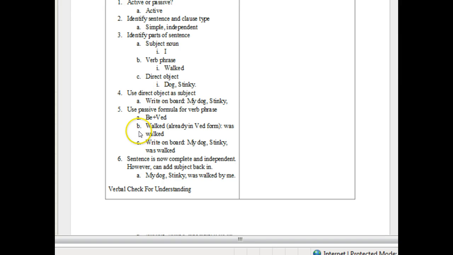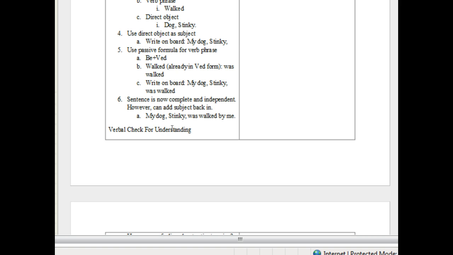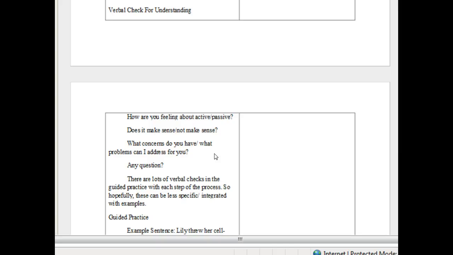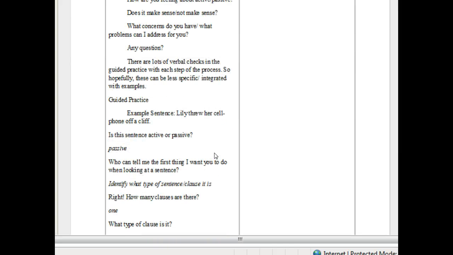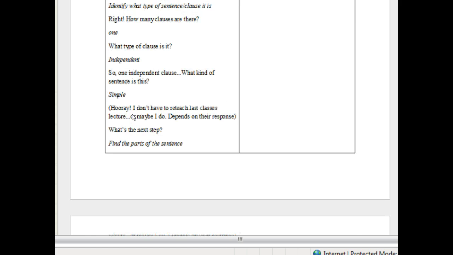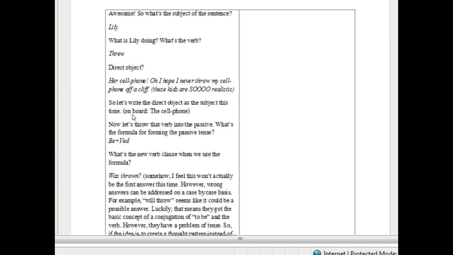And then turn it into the passive. You specifically have them walk through the formula. Perfect, okay? My dog Stinky was walked by me. Perfect. Verbal check for understanding so that they're working back and forth between you and them. Perfect. Guided practice, putting it on the board, and then asking them the questions, what do they want to do, what do they need to do first, okay? And finding the parts of the sentence again.